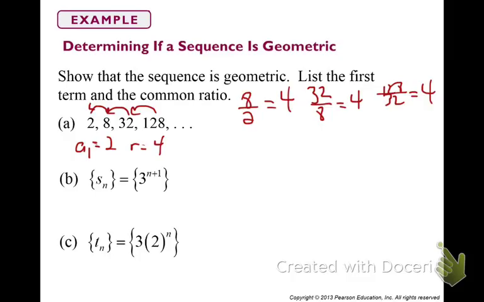So B, we're going to have the summation of 3 raised to the n plus 1. So I want to list the first term and the common ratio. So how would I find my a sub 1? I'm going to substitute that in. So my a sub 1 would be 3 to the 1 plus 1, which would be 3 squared, which would be 9.